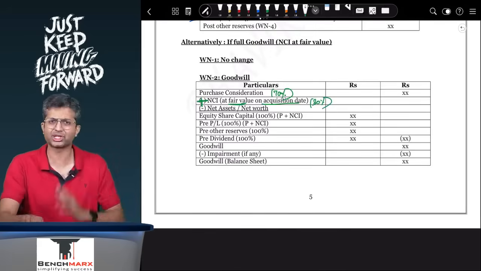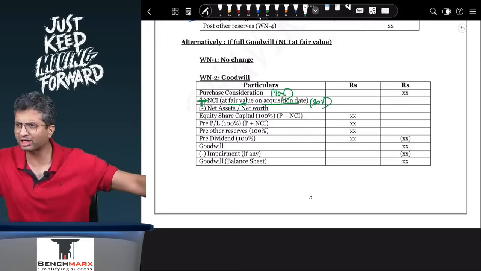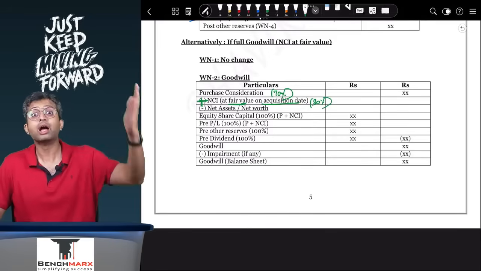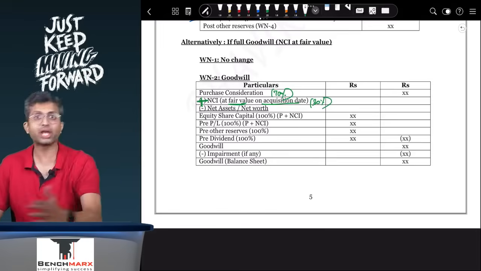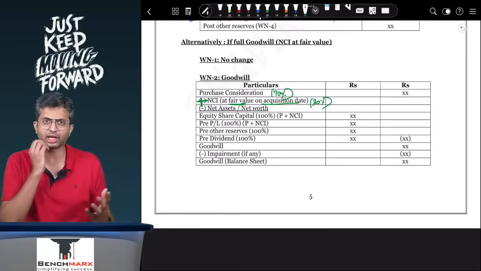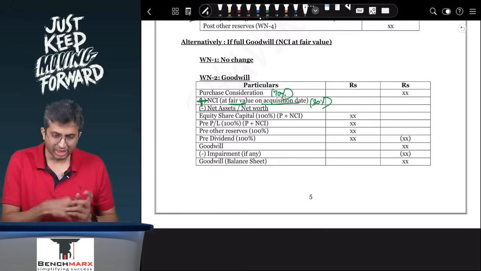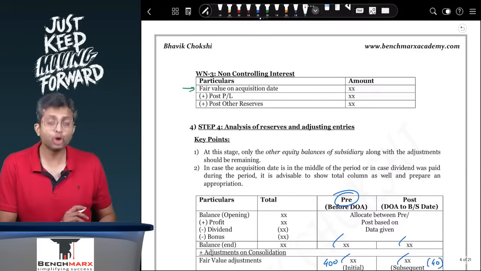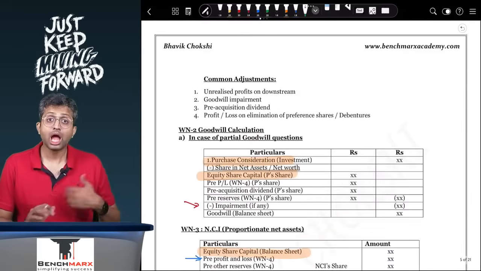You will take 30%. Forget how much is the equity share capital attributable to NCI, how much is the pre-acquisition reserves attributable to NCI as on the date of acquisition. What is the fair value of the NCI? You take that directly, fair value. That will be the opening balance of NCI as well. So when you prepare the NCI working note, the opening balance will be the fair value.